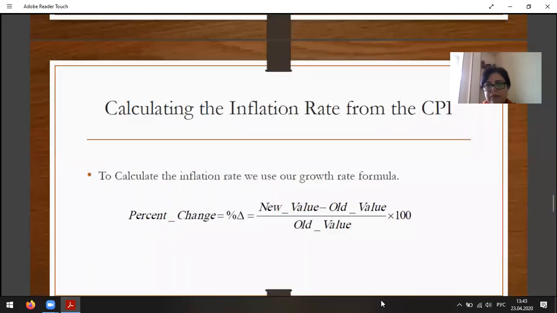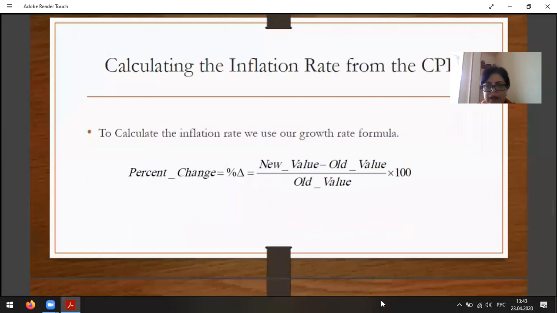Now, we have to start to calculate the inflation rate, because the target of the lesson is to show what we have to do very clearly and consequently calculate the inflation rate in terms of consumer price index.